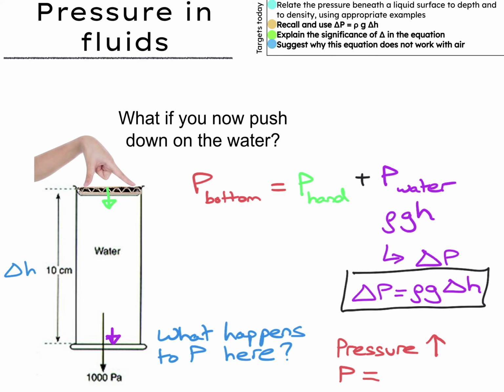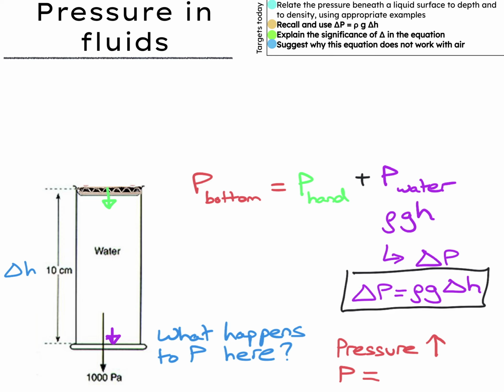Now let me take the hand away again. What is the pressure at the bottom now? Think carefully. Well, the difference in pressure between the top and bottom is given by delta P equals rho g delta h, but there is still some pressure at the top due to the air. This means that the pressure at the bottom is P equals P atmosphere plus rho g delta h.